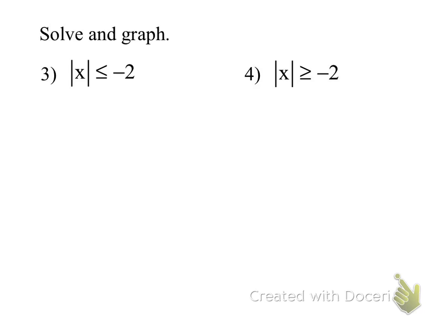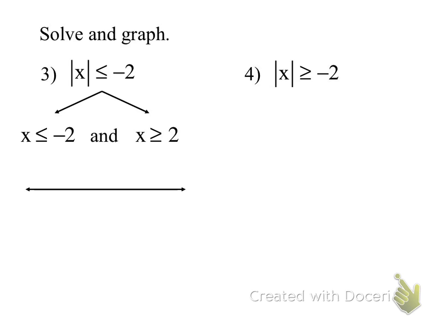Okay, so let's do the next one. I want you to take a minute and graph and split the next one. Go. Pause the recording. All right, so we're going to branch our first one, number 3, and we get what? X is less than or equal to negative 2, and x is greater than or equal to 2. Okay, it's an and statement because it's less than.